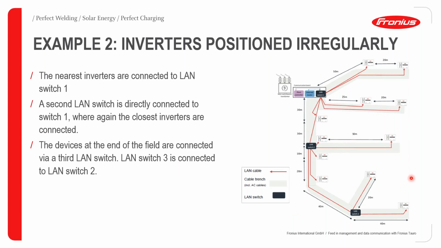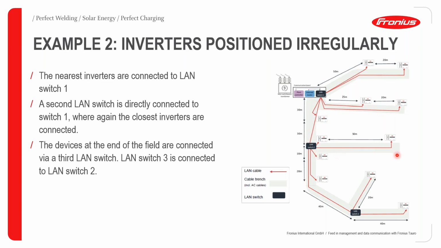In this particular example, I chose to go with 3 LAN switches. LAN switch 1 will be connected to all the inverters in this trench over here. In this case, we can see that the furthest inverter from LAN switch 1 is only 70 meters, which is fine. For the second trench, the furthest inverter is only 45 meters away, which again is fine.